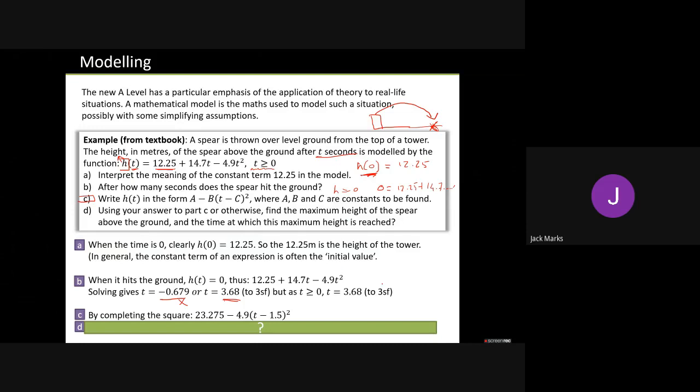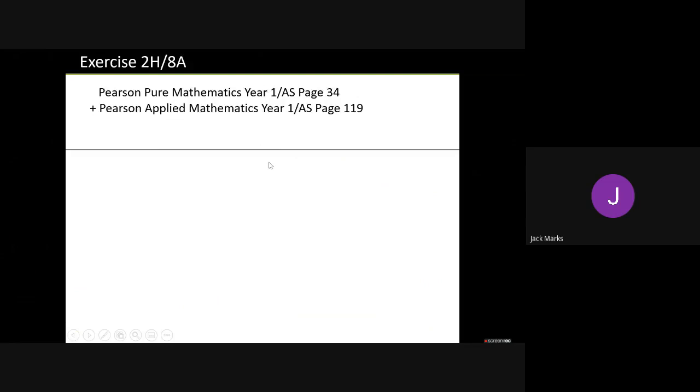Find the maximum height. Well, this is a negative quadratic. It's negative because it has minus in front of the t squared. So completing the square will tell you what this point is here. In other words, at 1.5 seconds, it is 23.275 meters above ground. Okay, time for you to have a go at some of the questions yourself now.